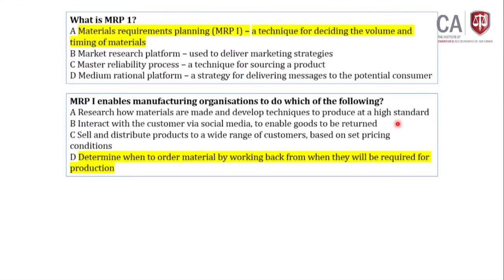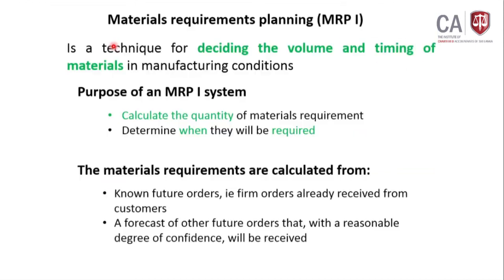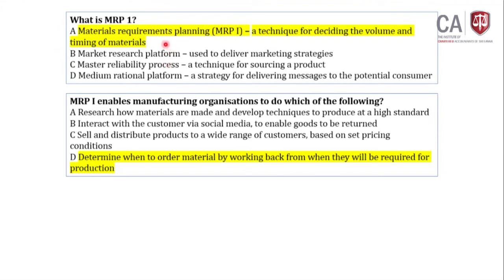What is MRP1? This is the question I have given to you. Materials requirement planning is a technique for deciding the volume and timing of materials. That is MRP1. That is the technique for deciding the volume and timing of material. Here also it is mentioned, deciding the volume and timing of material. The same thing is given as one answer.